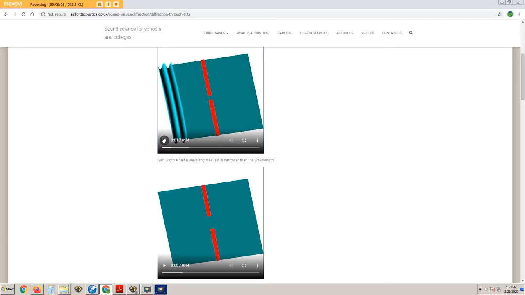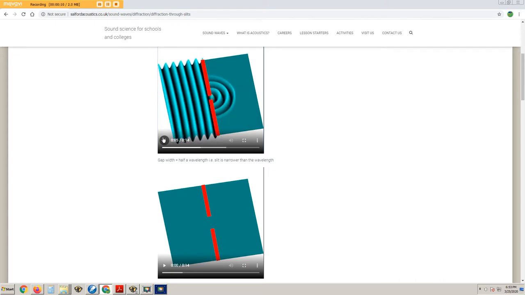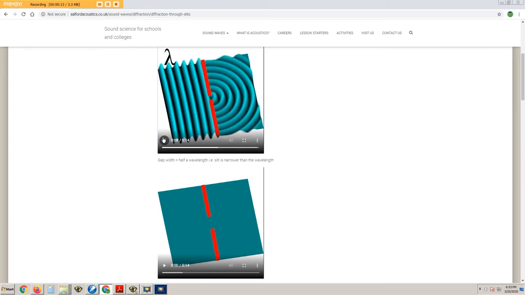Diffraction is the spreading of a wave that passes through an opening or past an obstacle. The wavelength lambda is the distance between successive wave crests. Diffraction occurs when the size B of the opening or obstacle is about the size of the wavelength lambda.